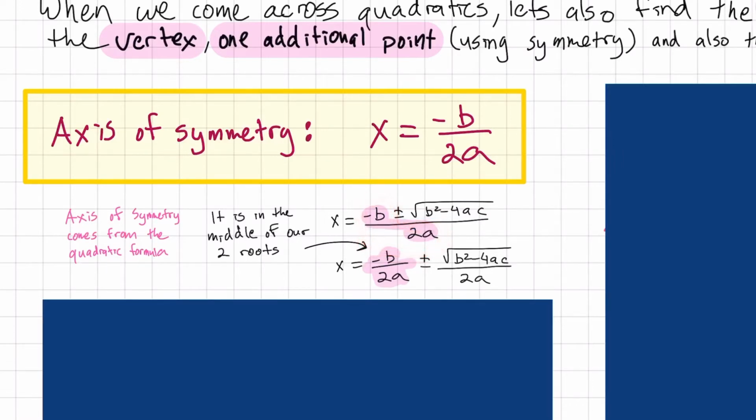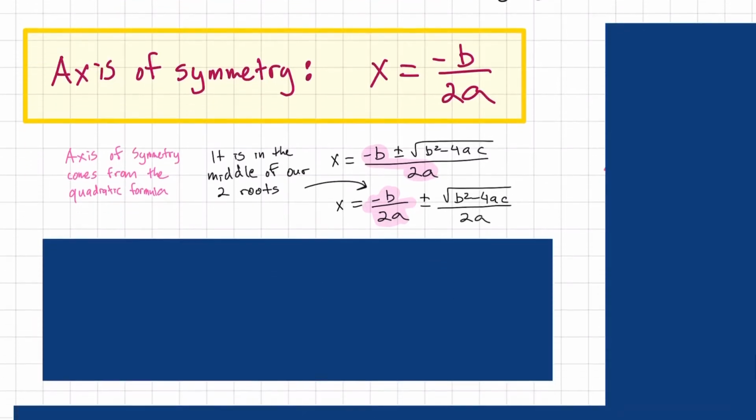That is the axis of symmetry, because that's what happens. This negative b over 2a is the middle of the parabola, and then we add or subtract this square root of b squared minus 4ac over 2a, and that's the distance our x-intercepts or the roots are from that middle of the graph. So I could unadd the fraction, and notice that we get this negative b over 2a plus or minus this bit in the quadratic formula. So that is our axis of symmetry. That's where that comes from. So if you remember the quadratic formula, then you'll be good with the axis of symmetry.